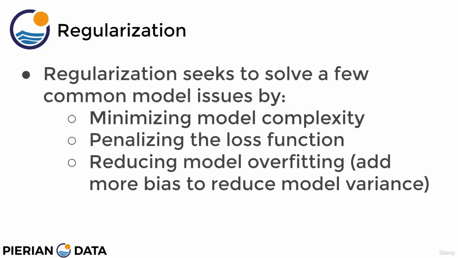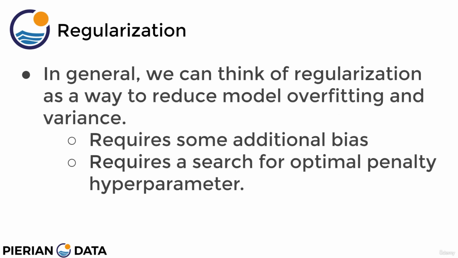Regularization in general seeks to solve a few common model issues by minimizing model complexity, penalizing the loss function, and reducing model overfitting. And it does this by adding a little more bias to hopefully reduce a lot of the model's variance. In general, we can think of regularization as a way to reduce model overfitting and variance by requiring some additional bias and requiring a search for an optimal penalty hyperparameter.